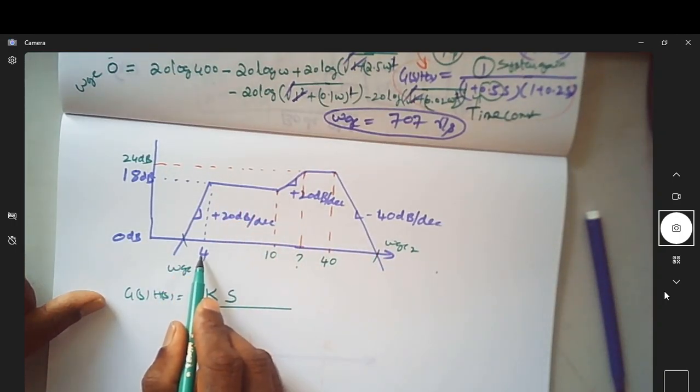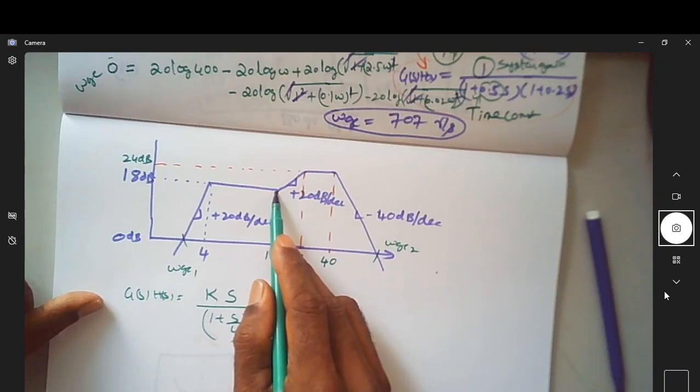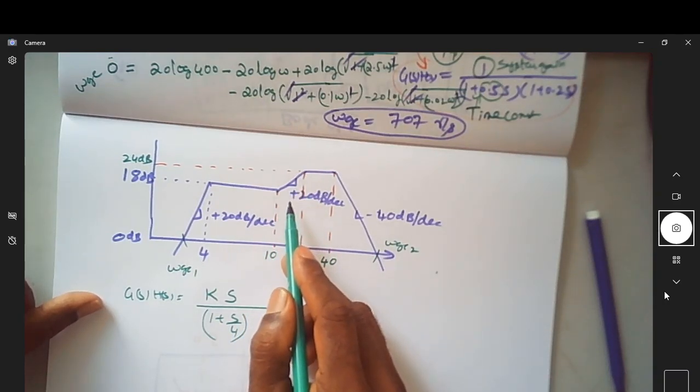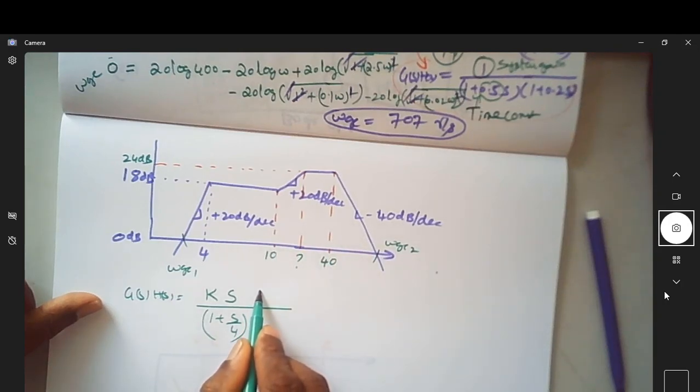The pole is at 4. So shall I write it as s by 4 now? This is s by 4. Then what's happening at 10? At 10 the slope is again increasing to plus 20 per decade. So there is a 0 at 10. So shall I write it as 1 plus s by 10?